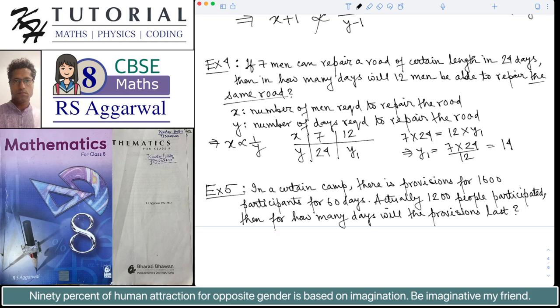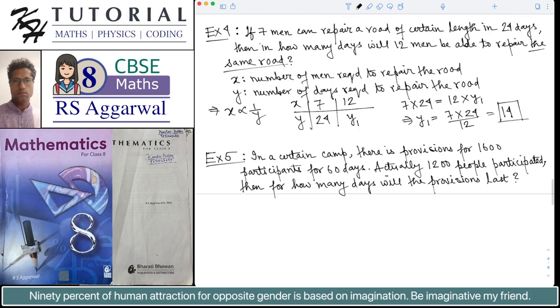So 12 men will repair the same road in 14 days. Obviously, if 7 men repair the road in 24 days, then 12 men is more than 7, so 12 men will obviously repair the road in a lesser number of days than 24. And so the answer is 14. Okay.